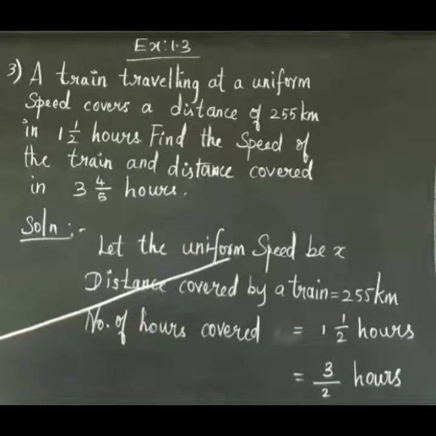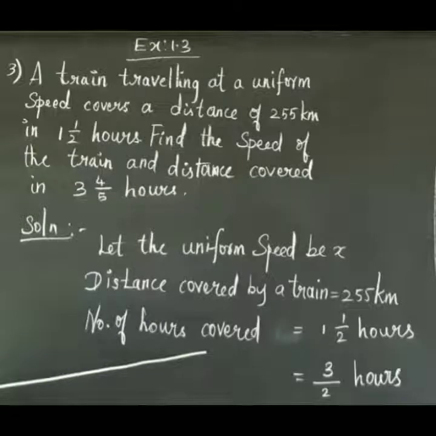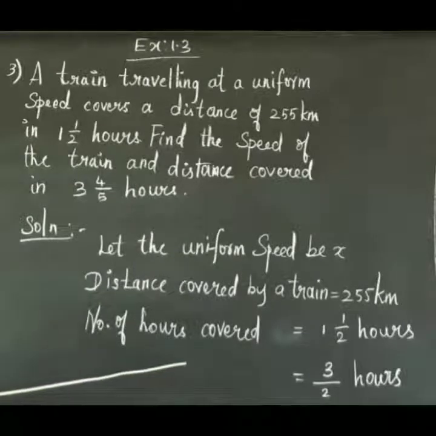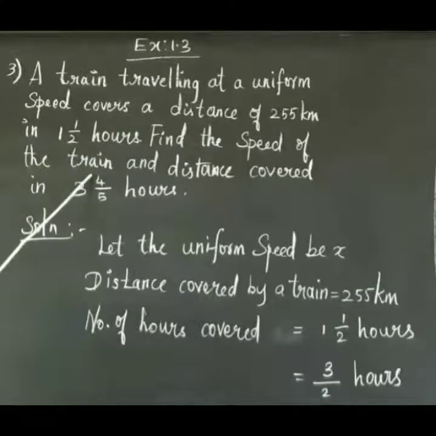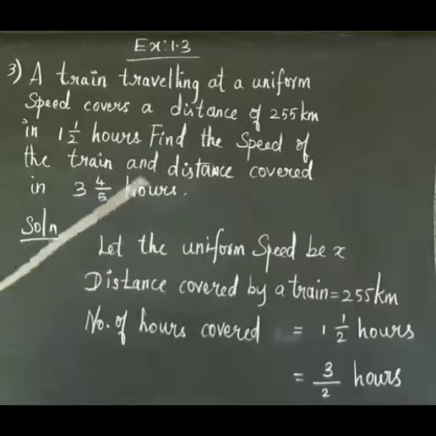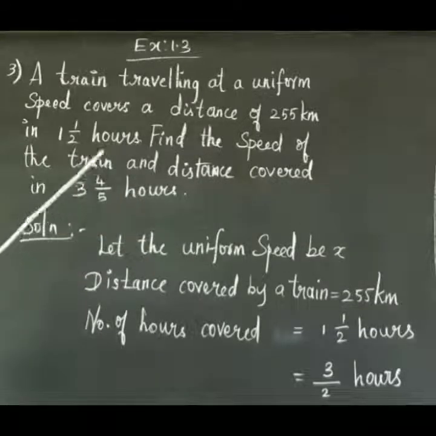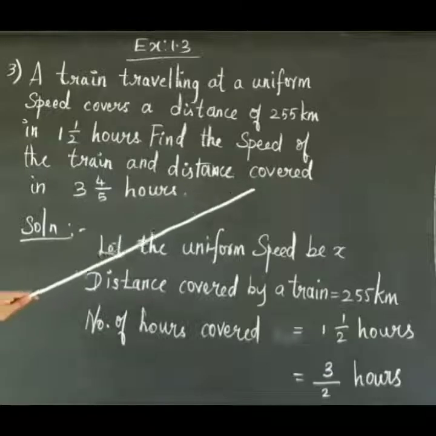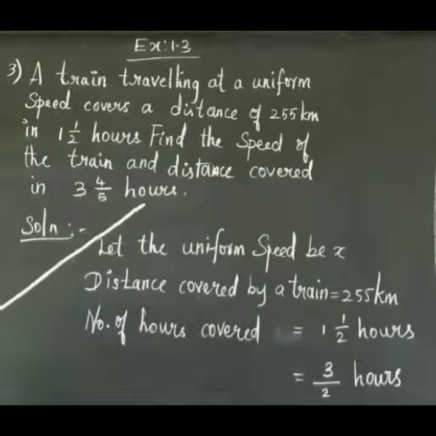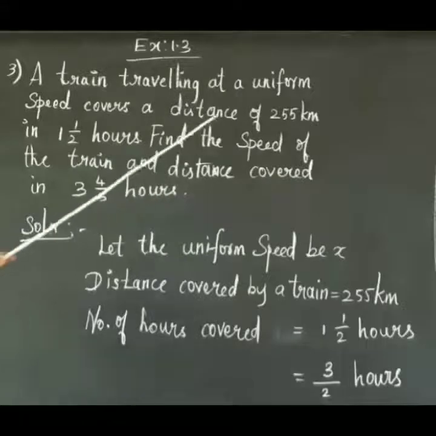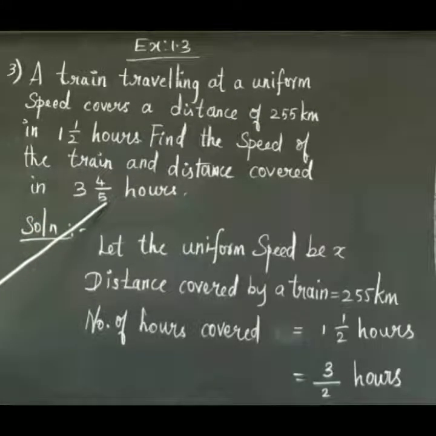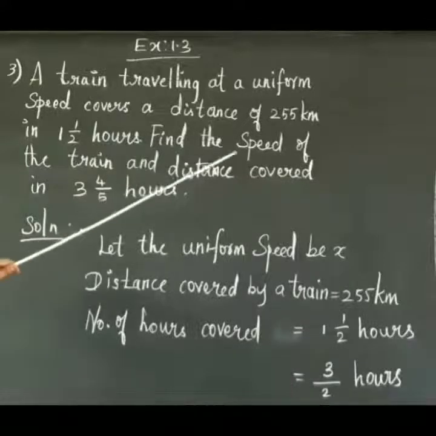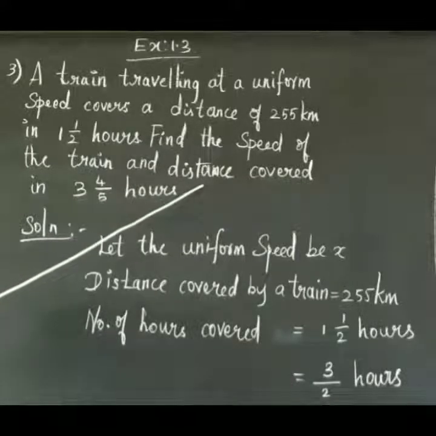We have to know the speed, distance and hours, time. These three things are very important. And what do you have to find? Find the speed of the train. The first thing you have to find is the speed of the train. We don't know the speed, so you have to find it first. The second question is the distance covered in 3 4/5 hours. See here, the distance is 255 and the hour is 3 4/5. Clear? So you want to find the speed at first and distance at second.